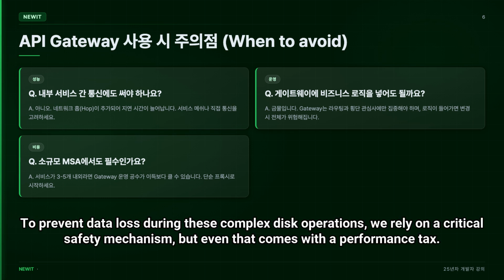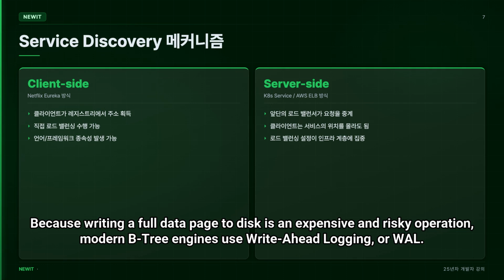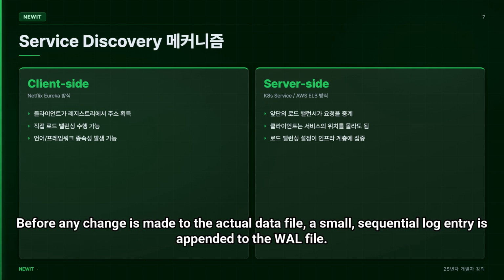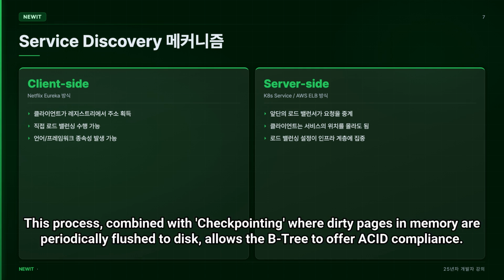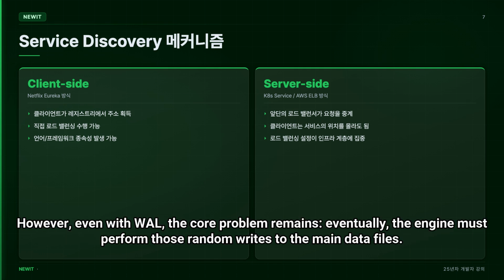To prevent data loss during these complex disk operations, we rely on a critical safety mechanism, but even that comes with a performance tax. Because writing a full data page to disk is an expensive and risky operation, modern B-tree engines use write-ahead logging, or WAL. Before any change is made to the actual data file, a small sequential log entry is appended to the WAL file. This ensures durability. If the system crashes, the engine can replay the WAL to recover the state of the data pages. This process, combined with checkpointing, where dirty pages in memory are periodically flushed to disk, allows the B-tree to offer ACID compliance. However, even with WAL, the core problem remains. Eventually, the engine must perform those random writes to the main data files.